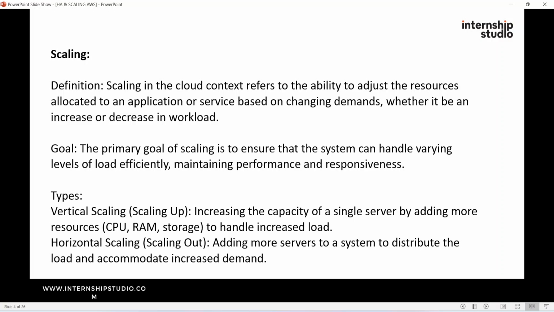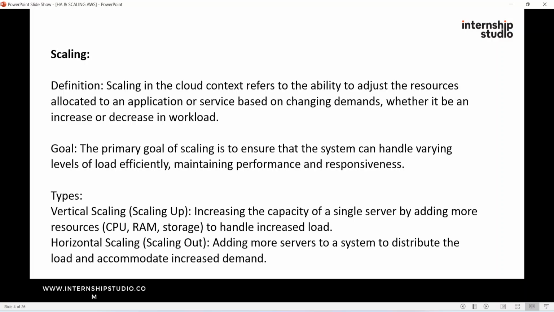Also, we'll see a comparable analogy here again. Let's explore this concept using a restaurant that experiences varying customer demand throughout the day. Scaling in the cloud is analogous to how the restaurant adjusts its capacity and resources to efficiently handle a fluctuating number of customers. We may first see restaurant capacity as initial resources.